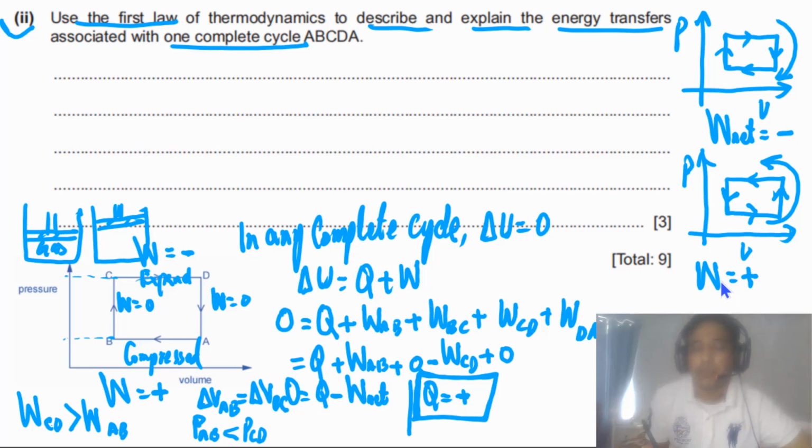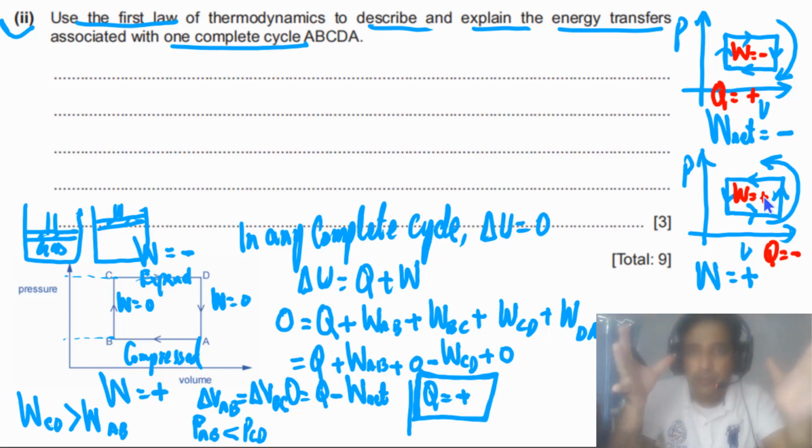So in this case thermal energy will be released. In this case thermal energy has to be added. So let me rewrite here. Q in this case has to be positive, and Q in this case has to be negative. So in this case thermal energy will be released from the system. So I can also write down here W in this case is negative, W in this case is positive. So you can also understand this problem like this.